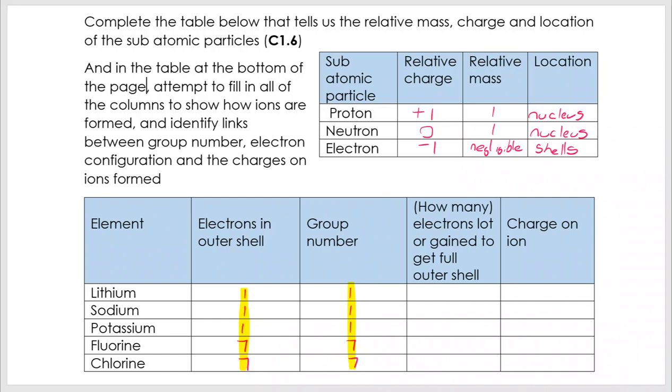We're now going to revisit the idea of how ions are formed, and remember that lithium with 1 electron in its outer shell, to get a full outer shell, the easiest way to do that is to lose 1 electron. Now, if you lose an electron, you end up with a charge of +1. Group 7, they would each gain 1 electron, and that would give an overall charge of -1.